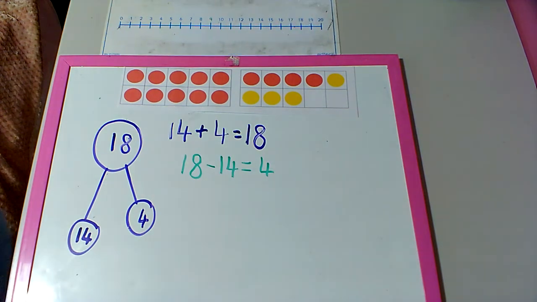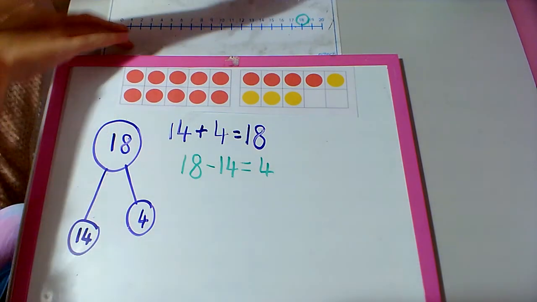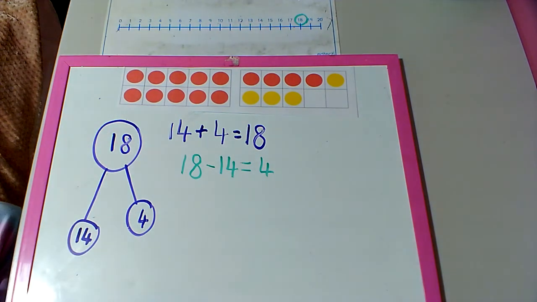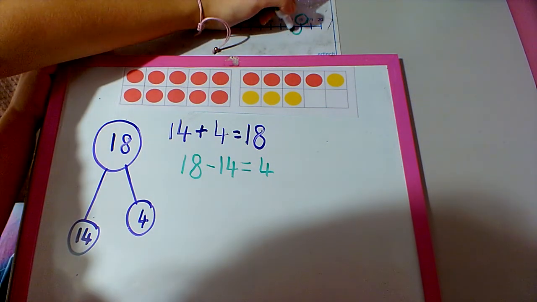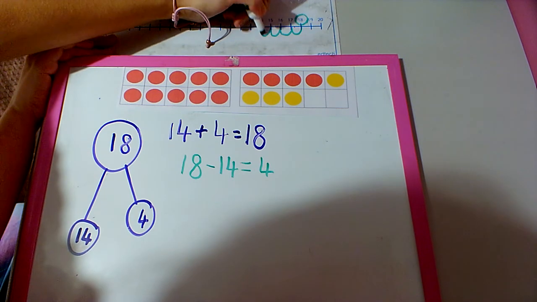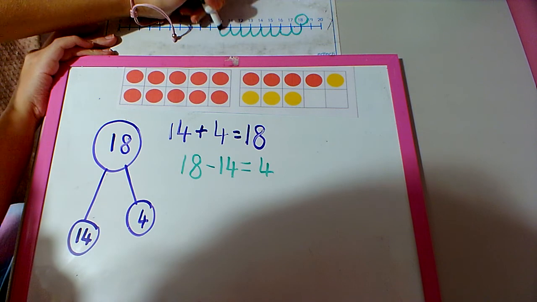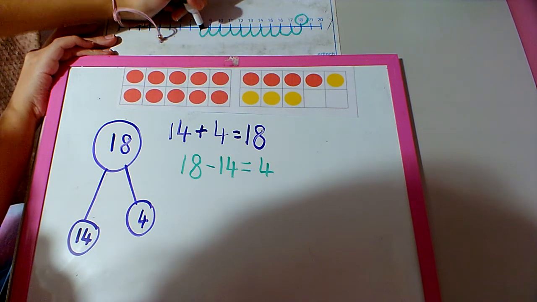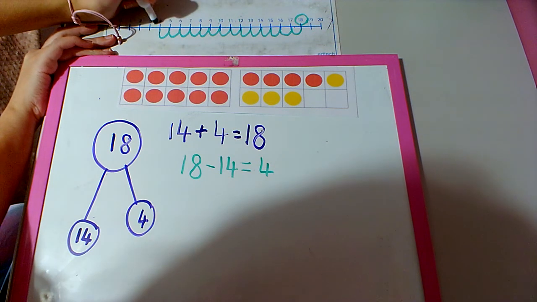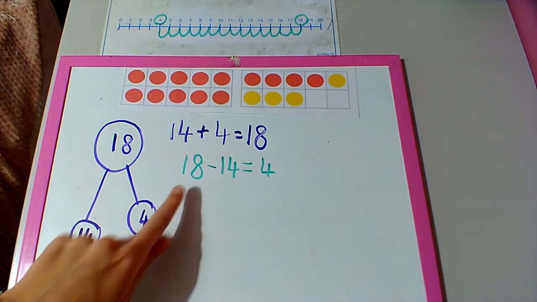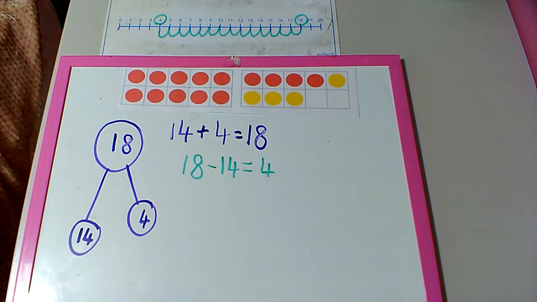Let's check on our number line. So the first thing we need to do is find the number 18. Now we have to take 14 away. So we have to take 14 steps back. Everybody count with me. 1, 2, 3, 4, 5, 6, 7, 8, 9, 10, 11, 12, 13, 14. We've landed on the number 4. So 18 take away 14 equals 4.